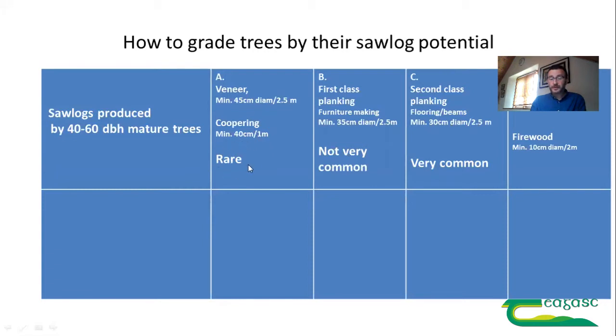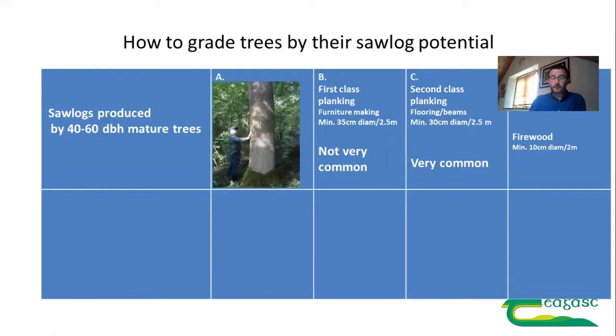And the important point to make here is that those logs, even in well-managed plantations or natural forests, are rare. And those logs will look something like this. For less perfect logs, those are Class B, for first class planking, furniture making, and minimum log lengths of 2.5 meters and 35 centimeter diameter. Again, not very common. A third class of logs, Class C, for second class planking, again a minimum length of 2.5 meters, 30 centimeter minimum diameter. Those type of logs are very common.